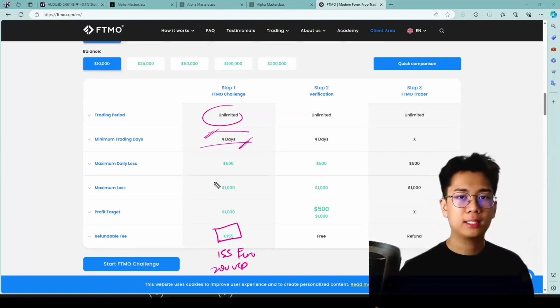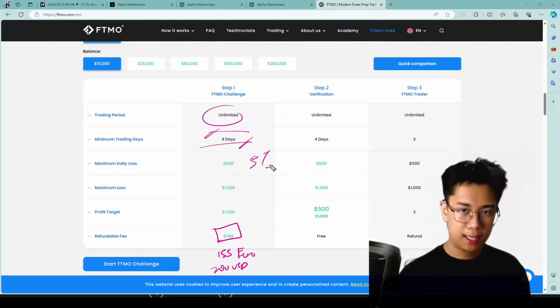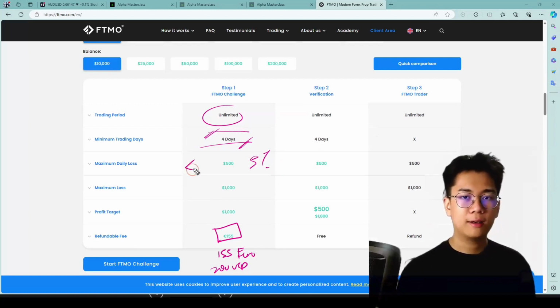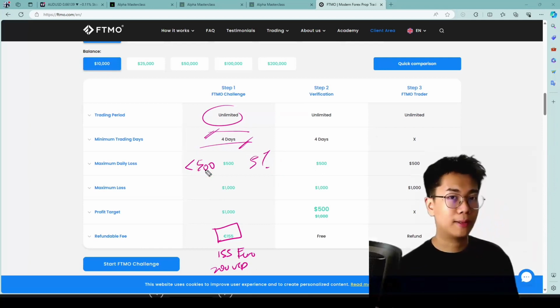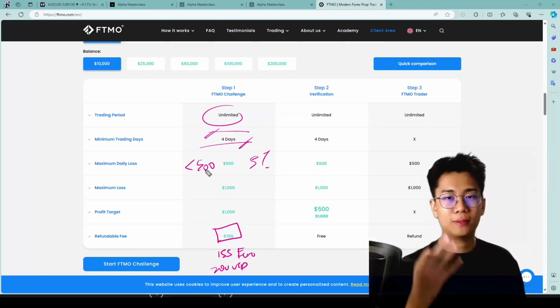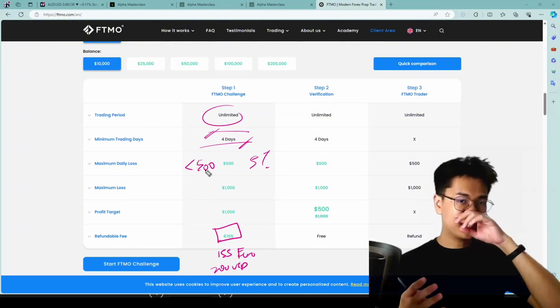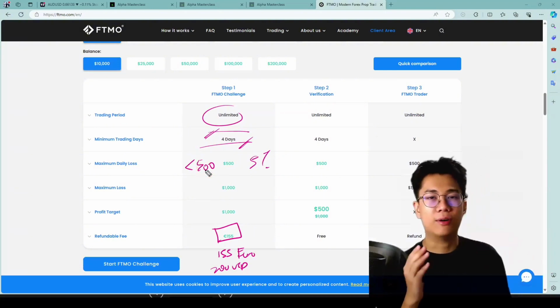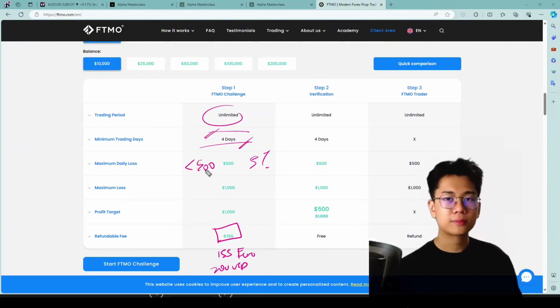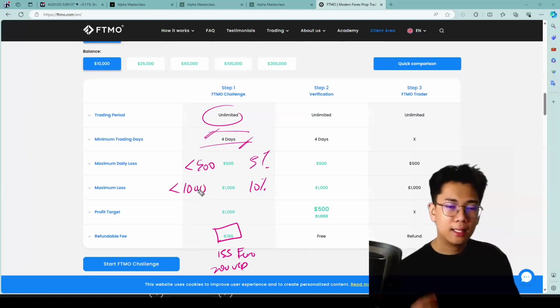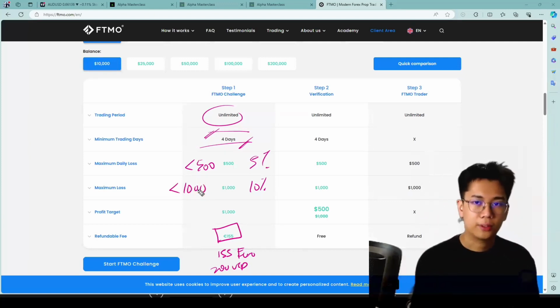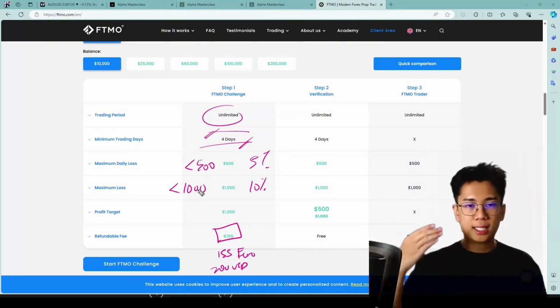Maximum daily loss is 5%, meaning in a day you cannot lose more than $500. So when you set the robot's daily drawdown, set 3% or 4% at most. Don't set it at 5%, it will breach the rules very easily. And the max drawdown is 10%, which is $1,000, so you cannot lose more than that. Just be aware of that. So you can treat this like a business.